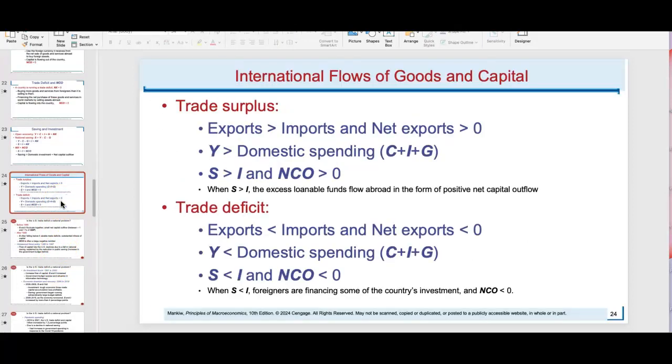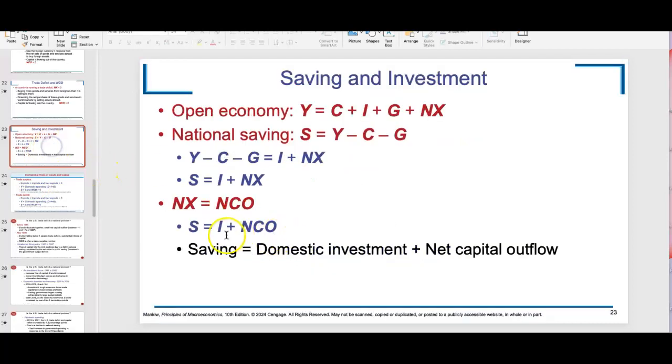When we have a trade surplus, we said exports are greater than imports. The net exports are positive. Total output Y is greater than domestic spending. Savings is greater than investment. And net capital outflow is greater than 0 also. You can derive all this by looking at this equation. It's all there when you run it through.